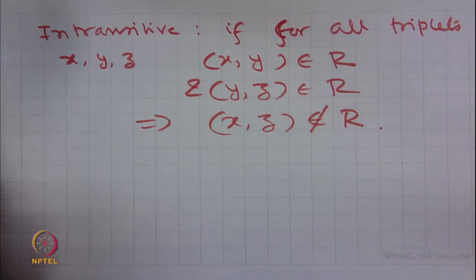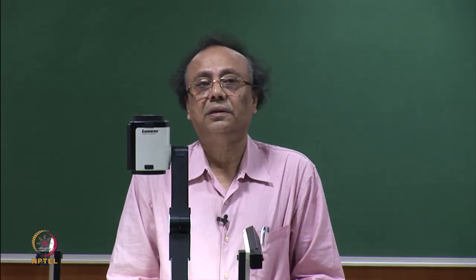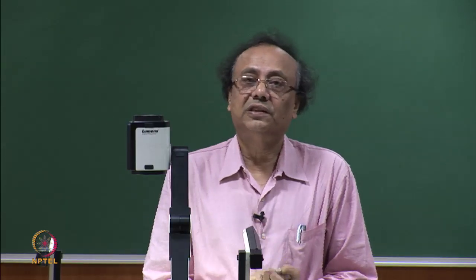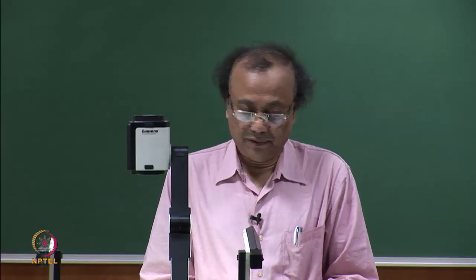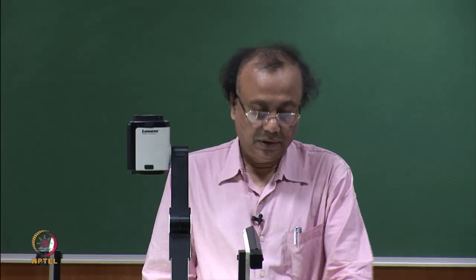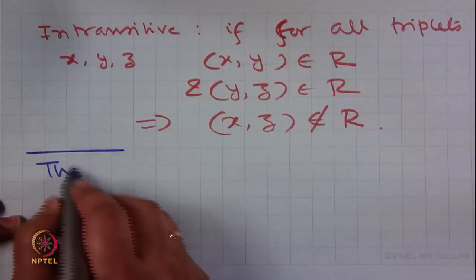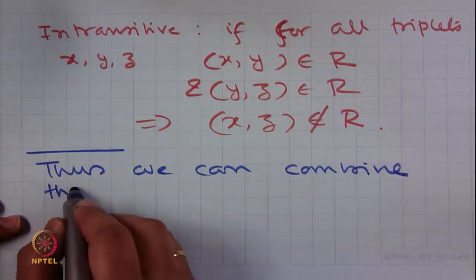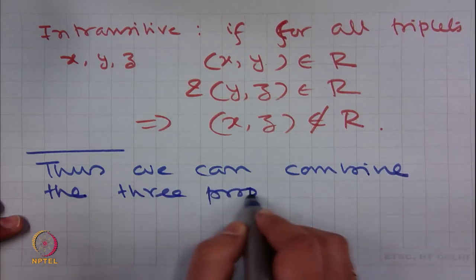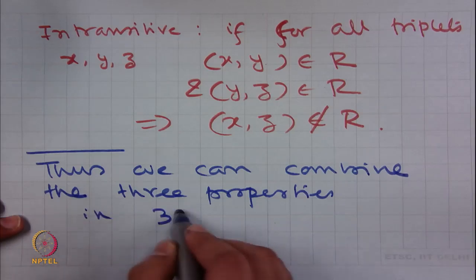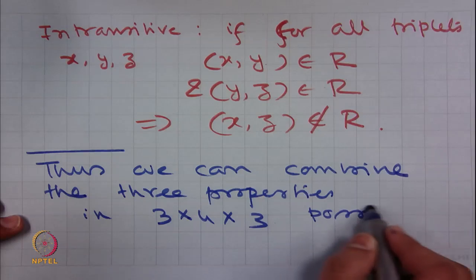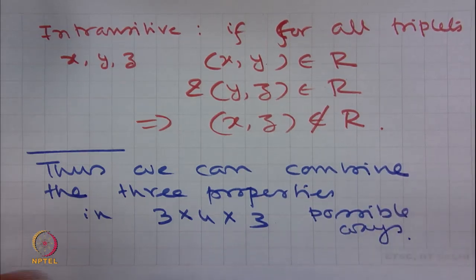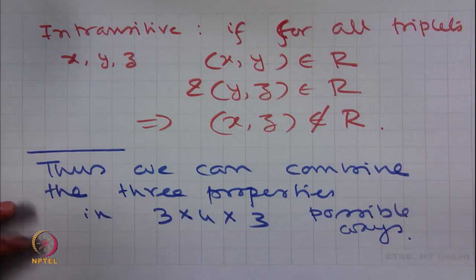So, we have got reflexivity, where there are three possibilities. We have seen symmetricity, where there are four possibilities, and transitivity, where we also have three possibilities. Thus, we can combine the three properties in 3 cross 4 cross 3 possible ways. Depending upon which particular combination we choose, we can define a different type of relation on the same set X.